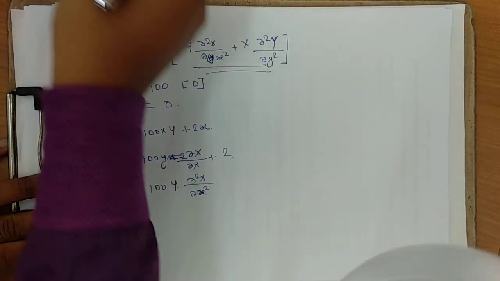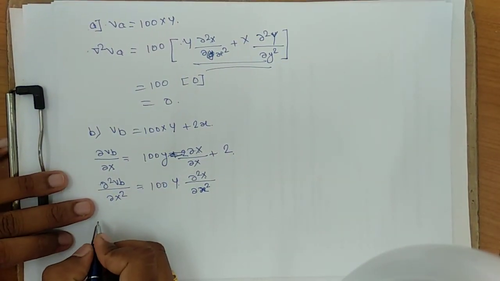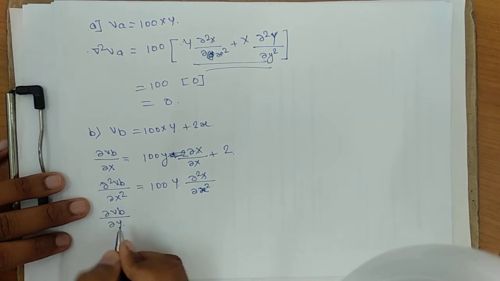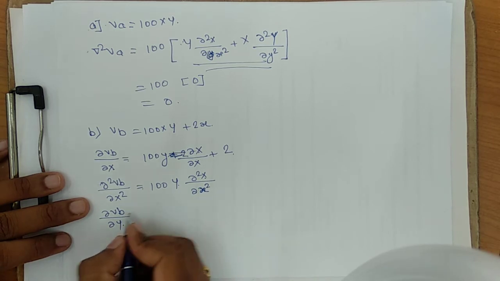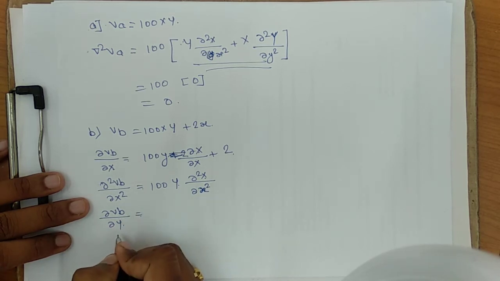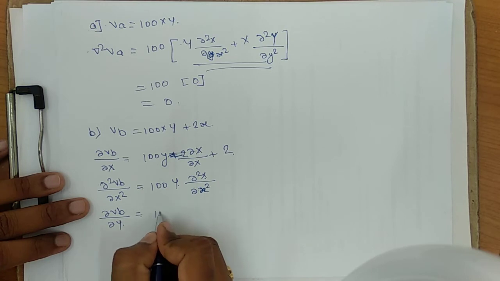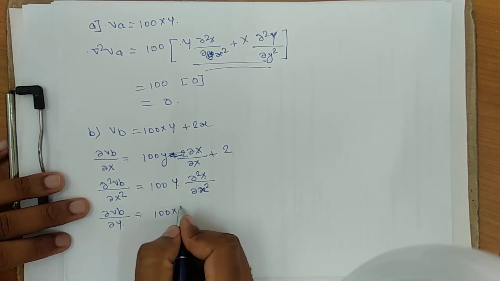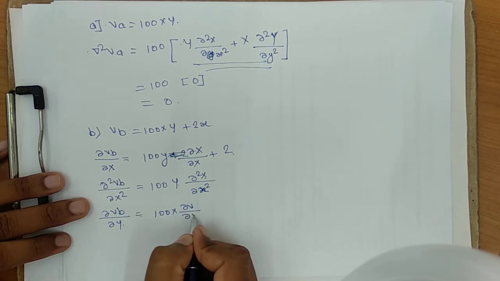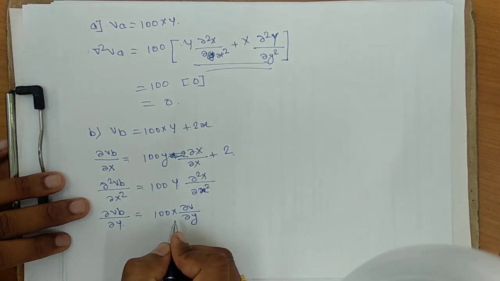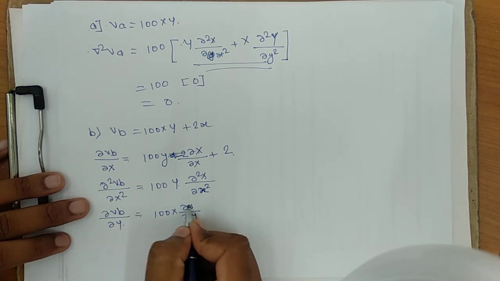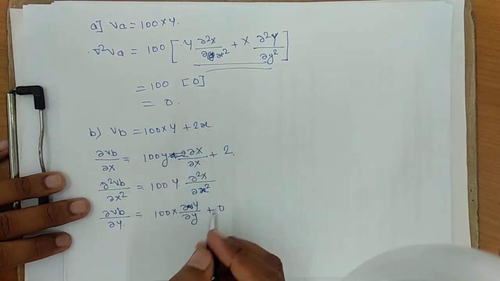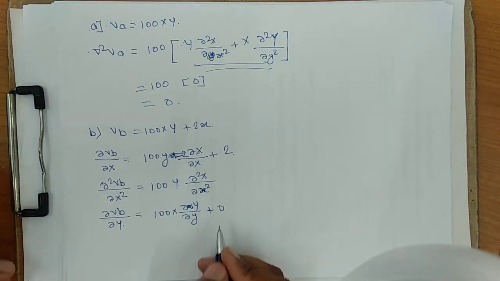So we have to find out whether this is a function of Laplace or not. With respect to y, z is not available, so we don't have to calculate for z. So ∂Vb/∂y is 100x ∂y/∂y plus 0, because it is 2x, there is no y, so that is 0.